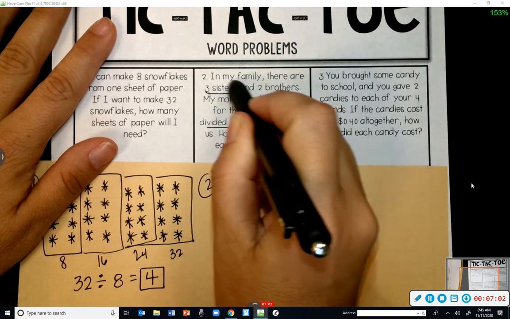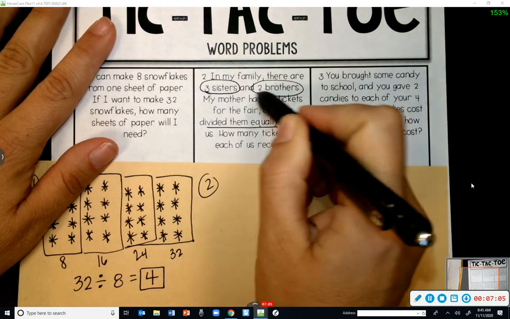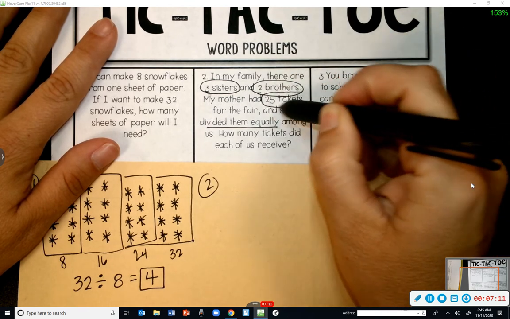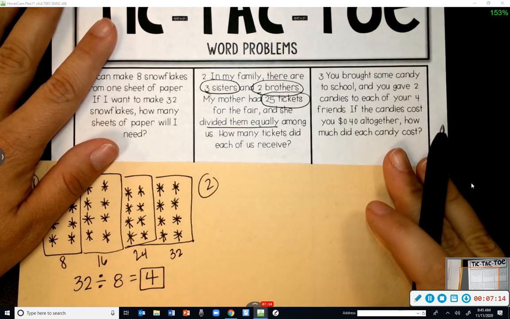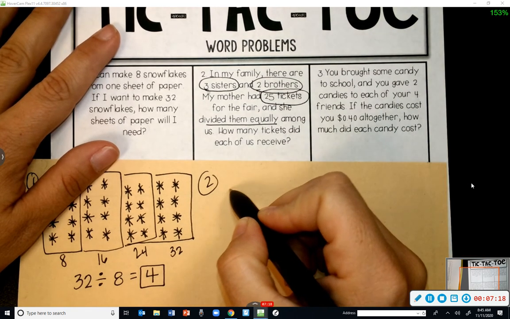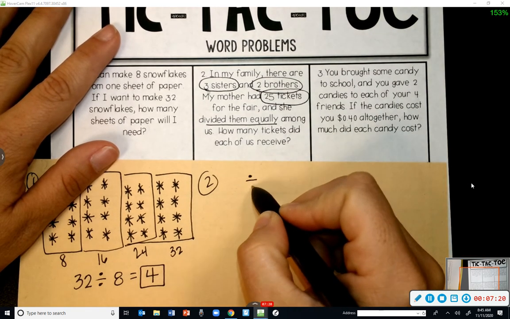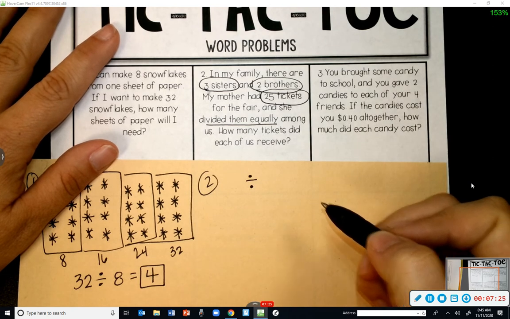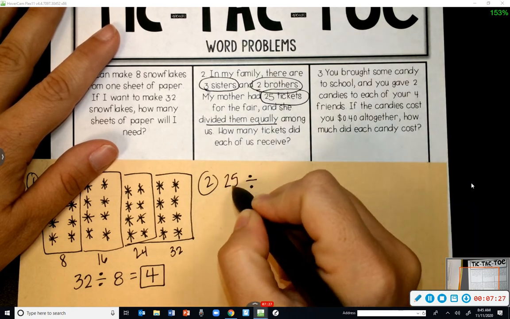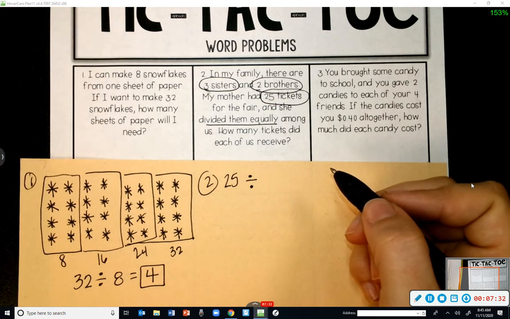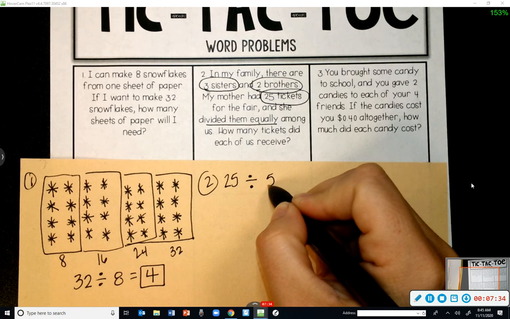So in the family, there's 3 sisters and 2 brothers. The mother is going to share 25 tickets among the 3 sisters and 2 brothers. So what am I doing? What's my division sentence? 25, division. Kelsey? 25 divided by 3. Not 3. 2. 5. Not 2. 5. There you go. Equals something.